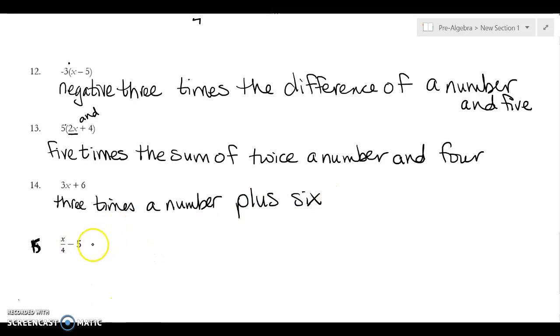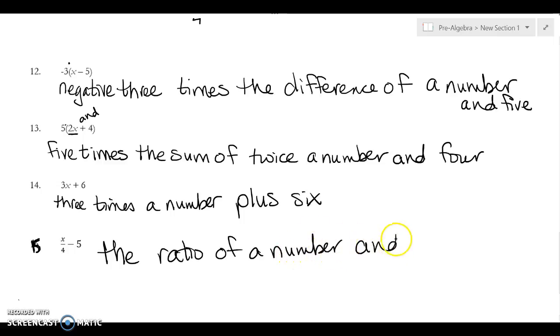Here, you can do a number divided by 4, the quotient of a number and 4, the ratio of a number and 4. Let's do the ratio because we haven't done one of those. So the ratio of a number and 4 minus 5, decreased by 5. You can't say less than 5 because less than would have been backwards. What you could say is 5 less than a number divided by 4, if you wanted to use less than.